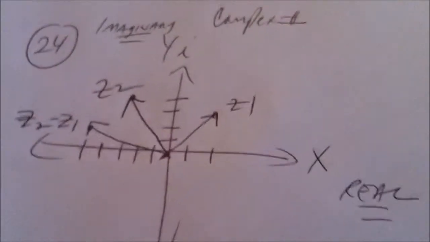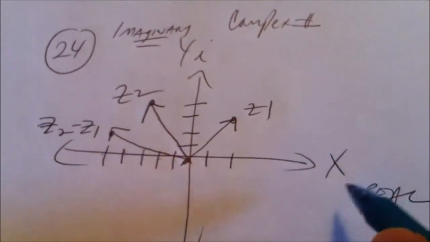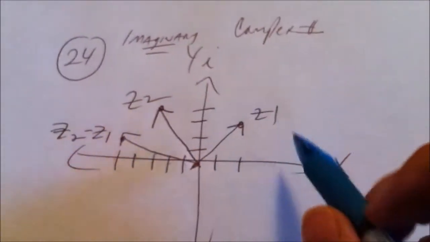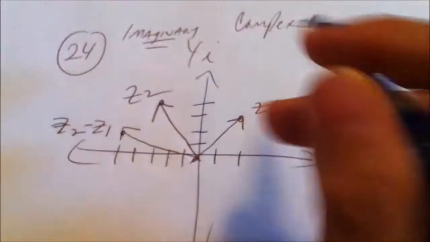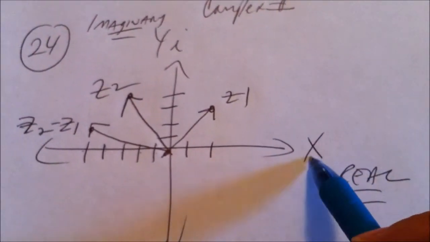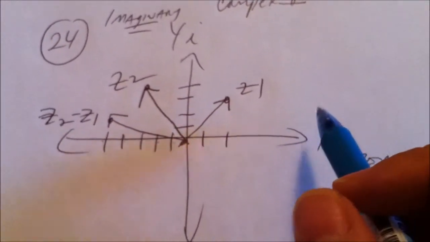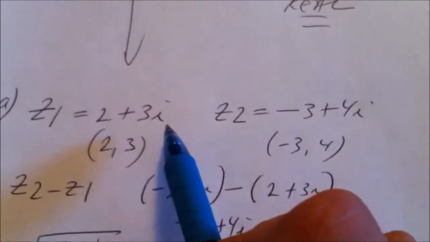Number 4 is about imaginary numbers. Number 24, rather. 24 was graphing complex numbers on the real imaginary coordinate plane, or we like to call it the XYi coordinate plane. It's important that you label it if they don't label it for you. You can label it XYi. You could label it with the words real and imaginary. That's also cool. So Z1 happened to be the vector 2 plus 3i.